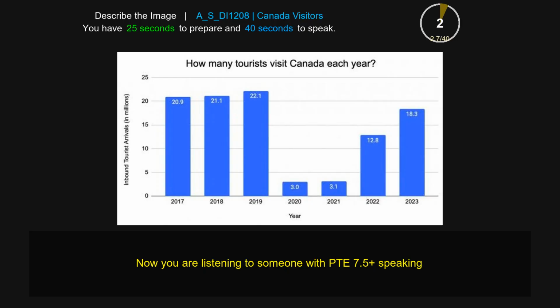The above image describes how many tourists visit Canada every year. This graph is a bar graph which tells about inbound tourist arrivals in millions. The y-axis tells about that and the x-axis tells about years, which vary from 2017 to 2023. The highest was recorded in 2019, which was about 22.1 million tourist inbounds arrived, and the lowest was in 2020 and 2021, which was the corona time, which is 3 and 3.1.